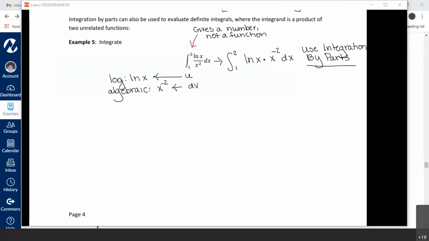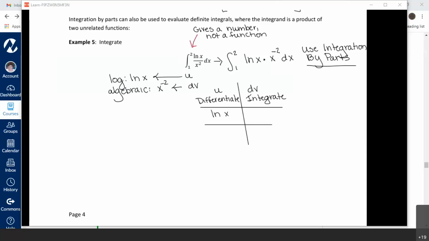All right, so build my table. Now remember, since my u value is the log function, this is never going to give me a 0. So here's u. Differentiate my u and integrate my dv. I'm going to do the antiderivative stuff first, then I'm going to use the fundamental theorem on my antiderivative to give me the number that I'm looking for. So let's put ln of x here.